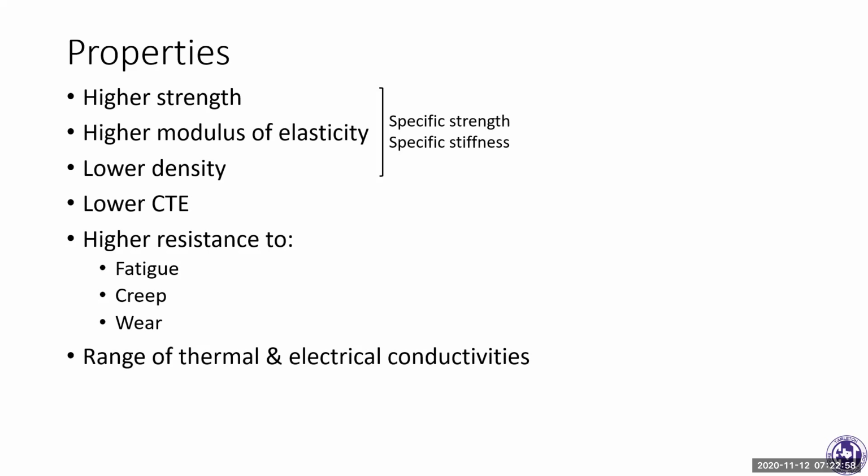Composite materials often have lower coefficients of thermal expansion than their unreinforced counterparts. They also typically have greater resistances to fatigue, creep, and wear than their unreinforced counterparts. They can also be formulated and designed to have a range of electrical and thermal conductivities.